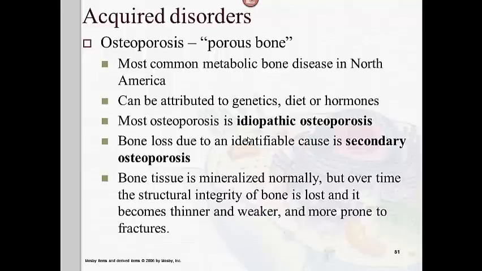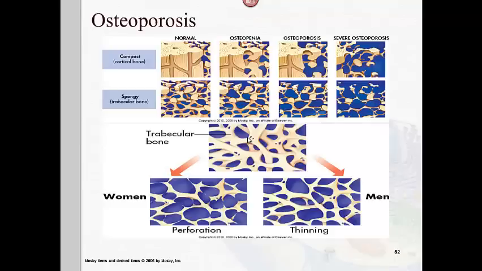Signs and symptoms. Basically, the patient with osteoporosis is asymptomatic unless they have a pathological fracture, or when it's advanced, they have chronic back pain, compression fractures of the vertebra, spinal discomfort, etc. Diagnosis. This is an example, pictures of compact and spongy bones, and when the patients have osteoporosis.